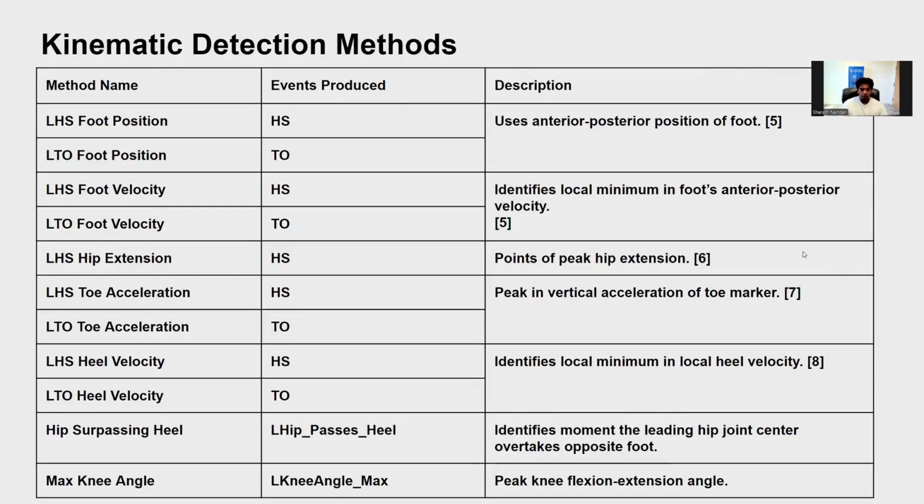So in total, we compared 11 different kinematic methods, and the first nine came from previous literature and research and used kinematic data to identify heel strikes and toe offs. The last two use alternative events, like when the hip surpasses the heel or when the knee reaches maximum flexion, to see if these points could also define consistent gait cycles.